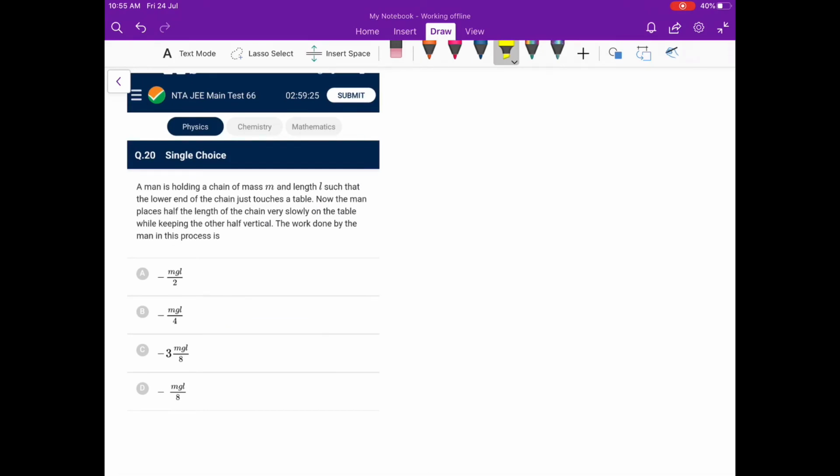Next. A man holds a chain of mass m, length L, such that the lower end of the chain just touches the table. Now the man places half the length of the chain very slowly on the table while keeping the other half vertical. The work done by the man, that simply you can say is equal to delta U. Now initially this was the chain. This is at the table. So taking this reference level to be 0, initially the CM was here. So initial potential energy I can write as mgL by 2.